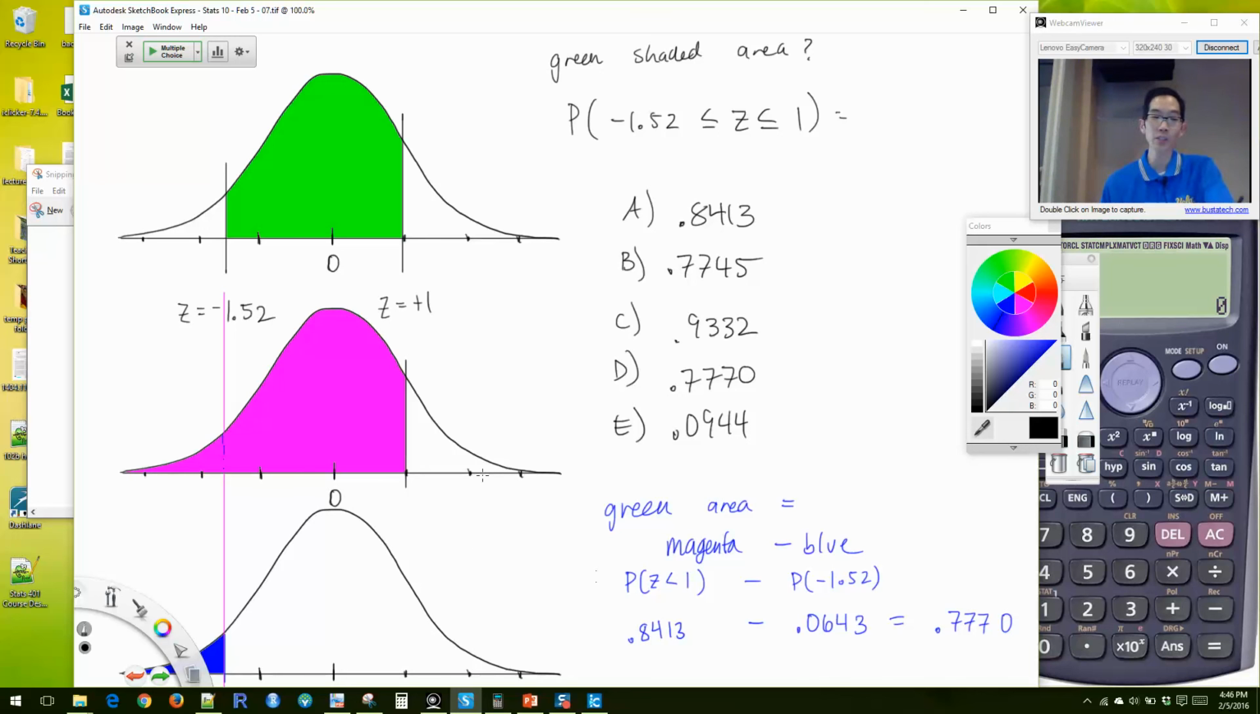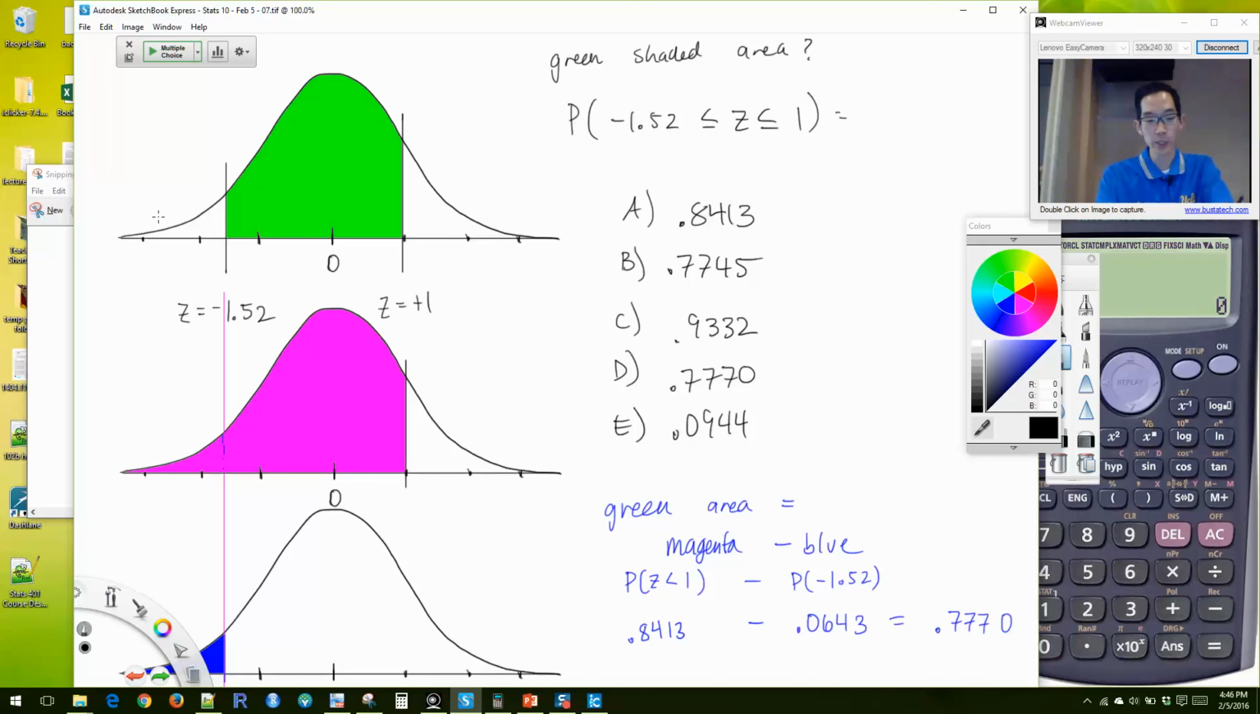Alternatively, we could have found the area to the right of this and the area to the left of this. It would have been the same. We could find the area to the left of negative 1.52 and the area greater than plus 1, and subtract both of those pieces from 1. That's another way to do it. You would have gotten the same answer.